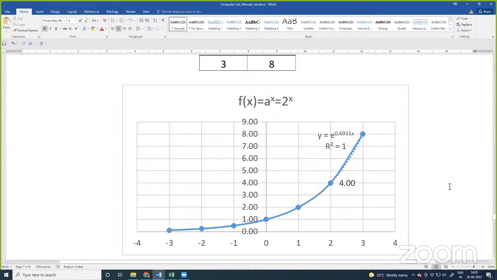Here, when x is equal to 0, y is 1. When x is equal to 1, y is 2. When x is equal to 2, y is 4. When x is equal to 3, y is 8. That is 2 to the power of 0, 2 to the power of 1, 2 to the power of 2, 2 to the power of 3. If 2 to the power of minus 1, half, 2 to the power of minus 2, 1/4, 2 to the power of minus 3, 1/8.